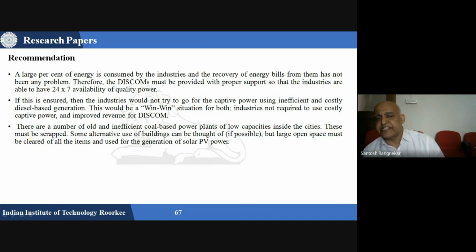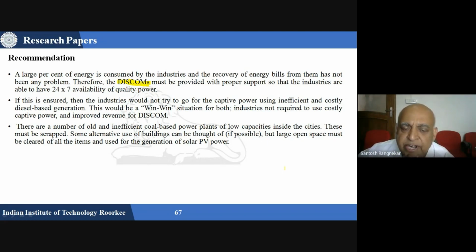A large percent of energy is consumed by the industries, and recovery of energy bills from them has not been any problem. Therefore, these distribution companies, discoms, this has become a very key word, right? They must be provided with proper support so that industries are able to have 24/7 availability of quality power. That's why one international project was run, called USAID. The US was giving aid to such projects, helping the discoms to be sustainable and profitable.